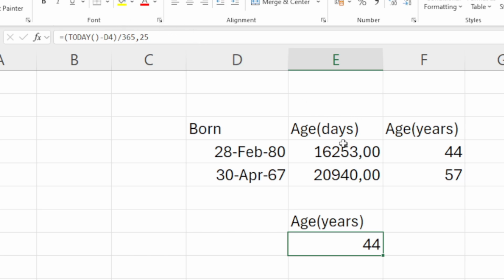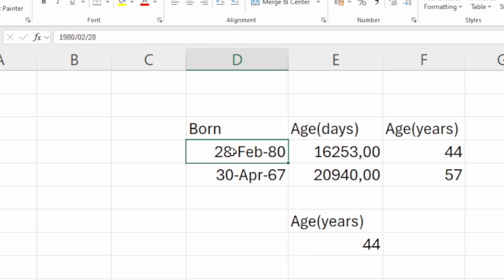So there I can have it as individual formulas, or if they want me to work it out like that, there's the entire formula for working out the person's age from a particular date, the date they were born, up until the current date.